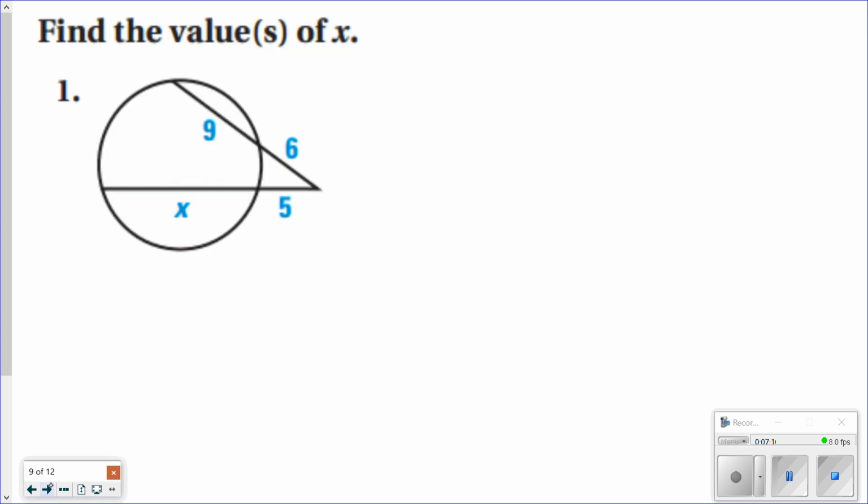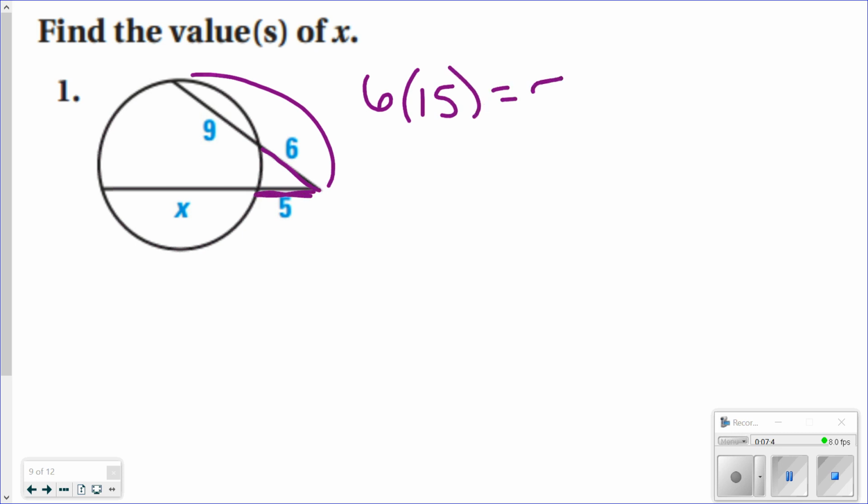Let's try another example together. All right, so I have two secant segments here. To figure out what x is, I'm going to multiply the external piece, which in this case is 6, times this entire length, which 9 plus 6 is 15, is equal to, let's look at this external piece, 5, times this entire segment. And be careful here, we have part of it that's 5, the other part that is x, so this would be 5 plus x.